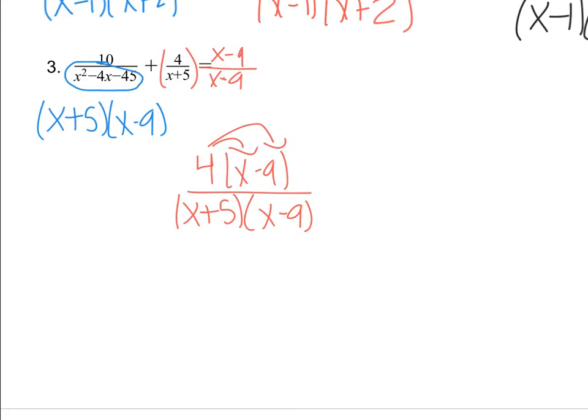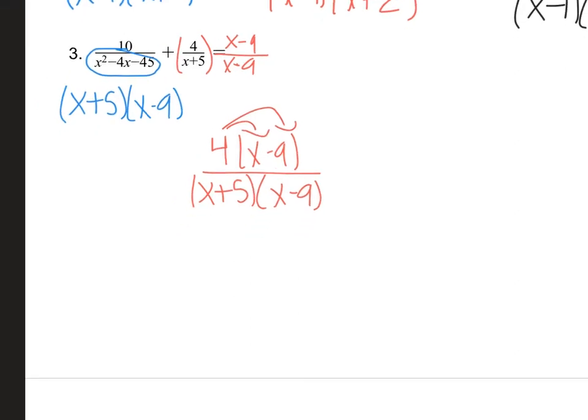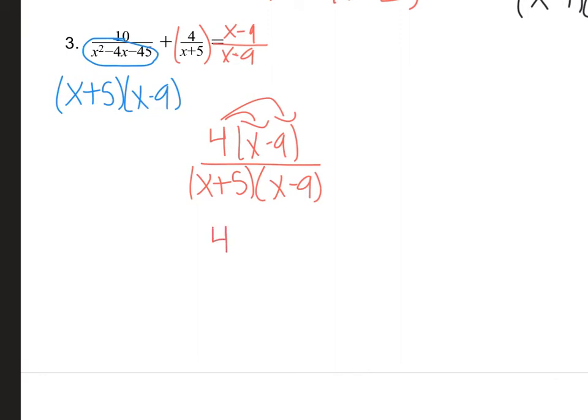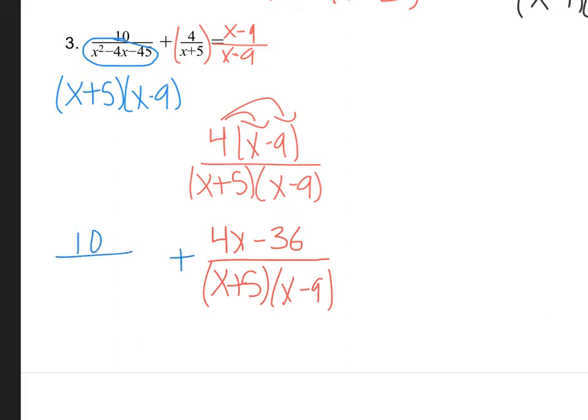So real quick, let me distribute this 4 so that I can combine it with the other numerator later. I'm going to have 4x minus 36, sorry, not 32, 36, a silly mistake, over x plus 5 times x minus 9. Now I just bring down the other fraction. I didn't alter it at all. So I've just got 10 over x plus 5 times x minus 9. Sorry, that's a 5.